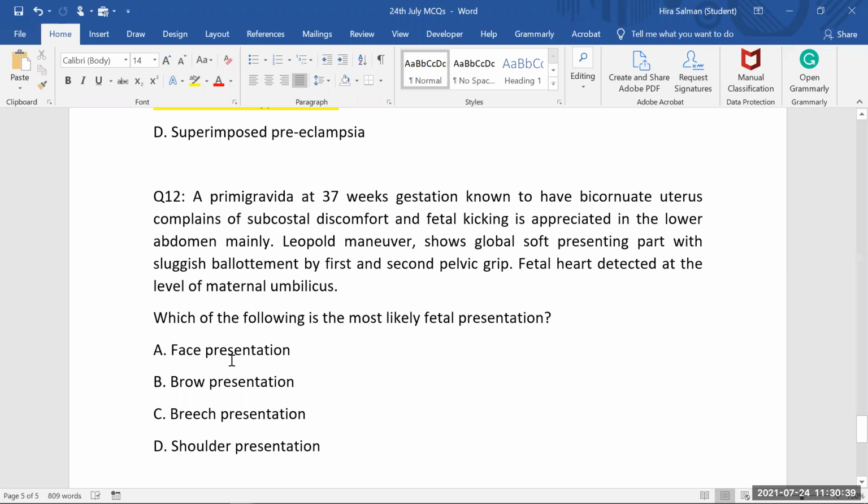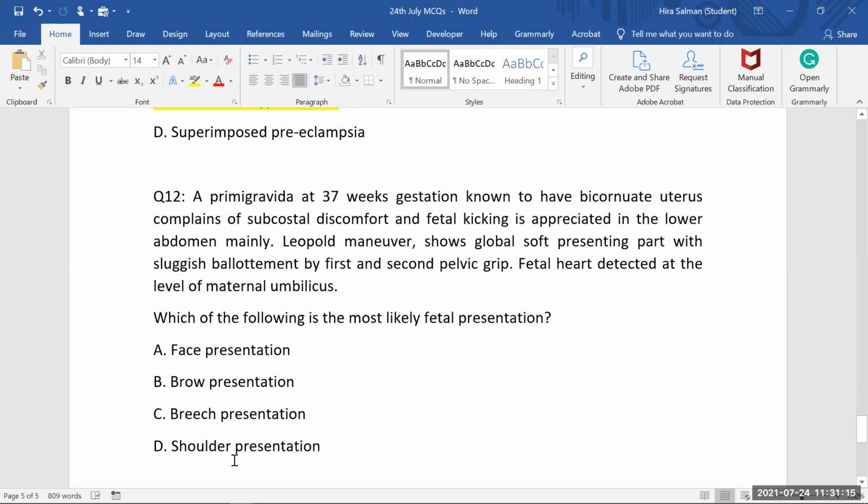Face presentation you cannot appreciate on per abdominal examination. For face presentation, you have to do PV, per vaginal examination, and you can feel the nose, the chin, the lips of the baby. Then you can say it's a face presentation. Brow presentation, again, is not appreciated on per abdominal examination. When it's a maneuver, it means we are doing the per abdominal examination, but these presentations are not appreciable on per abdominal examination. You have to do per vaginal examination in order to say this is a face presentation or this is a brow presentation.